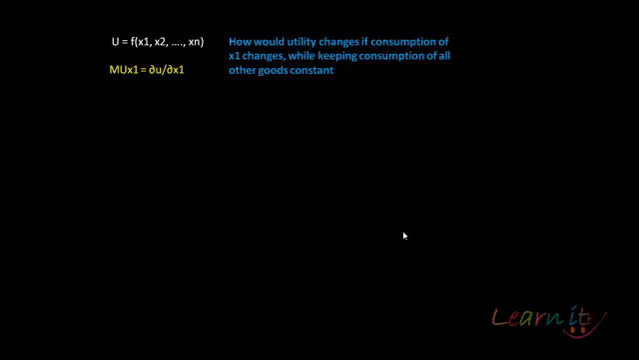Now, writing the total differential of this utility function, what is it that you will get? You have the utility function u equal to u of x1, x2 through xn. So du is equal to del u by del x1 into dx1 plus del u by del x2 into dx2, and so on to del u by del xn into dxn. Well, you know that del u by del x1 is MU x1, del u by del x2 is MU x2, and so on to del u by del xn, which is equal to MU xn.